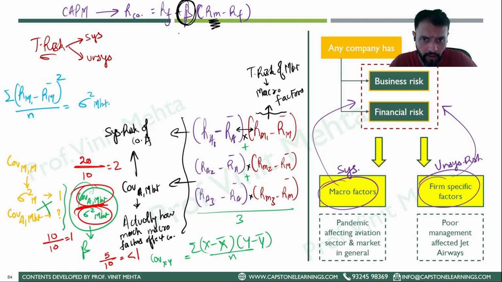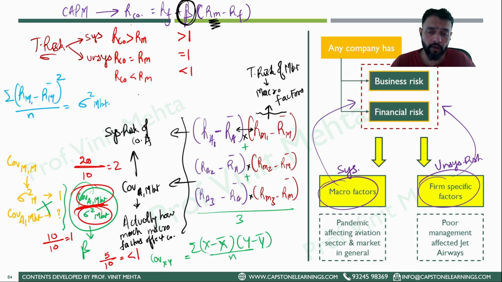If your beta is greater than 1, CAPM says, hey, you know what? Your macro factors are affecting you more than the market. So, hey, you know what? Why don't you earn more return? So, in this case, when the beta is greater than 1, you can expect company to earn more return than the market. But if it is equal to 1, then you can expect company to earn same return as the market. And if it is less than 1, then please don't expect much to earn, not as much as market would. Are you getting it?